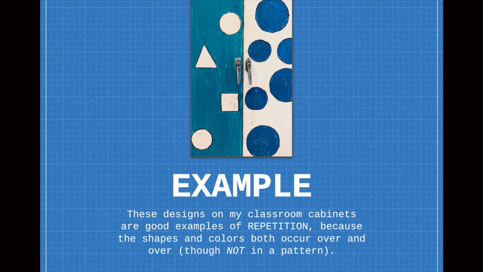An example was this painting on one of our cabinets. These designs are good examples of repetition because the shapes and colors both occur over and over again. However, it's not a pattern because it's not a specific repeating quality. So it's just a repeating of circles and white shapes and blue shapes and a blue background and a white background.